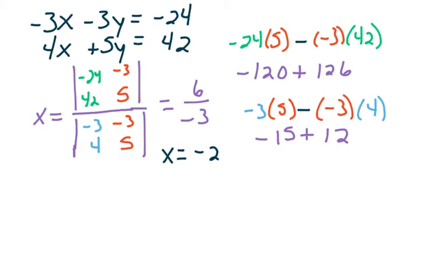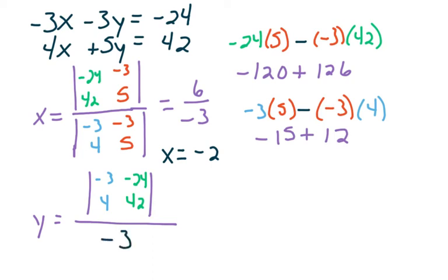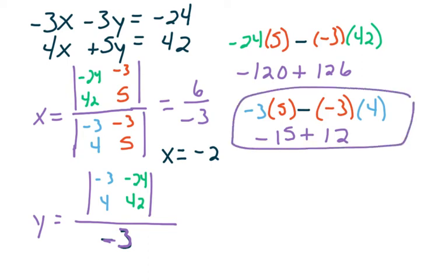To find my y, I only change the y coefficients, so the first is still going to be negative 3 and 4. The y coefficients change to that negative 24 and 42. And on bottom, I can just write that negative 3, because it's going to be this same math right here. So now I just have to do the top math.